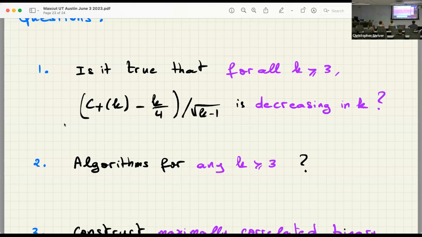You can plug it into the algorithm. It'll give you a value that is strictly smaller than P star for models for which there is overlap gap, like the P-spin model. So the algorithm still works. It gives you some value, but it's not the optimal one. So the question is whether you can bridge this gap. Can you have an algorithm that bridges the gap?